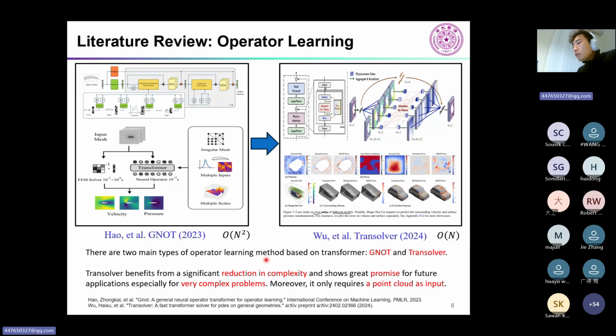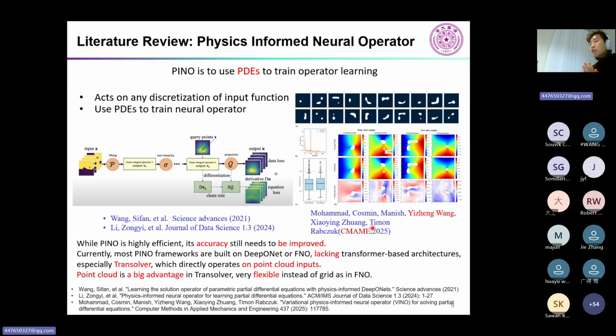It is very important to know that with the transformer, you only use points as input instead of a grid like in FNO. Because when you solve a very complex problem, you have to make a big grid in FNO, which is very inconvenient. Okay, so that is this review about operator learning.